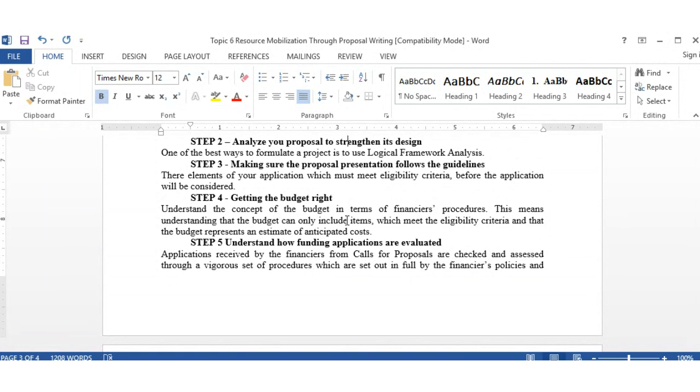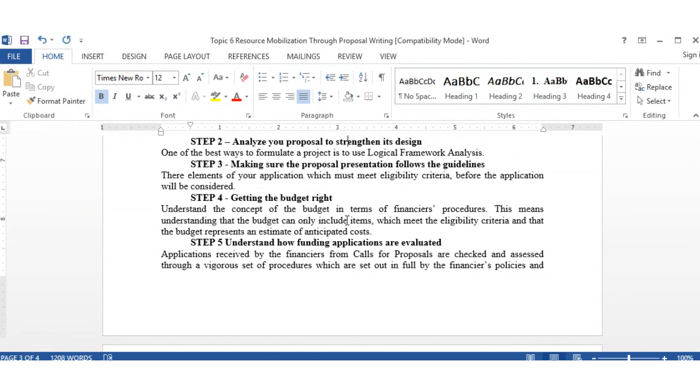Just go and find good statistics so that you strengthen it. Make sure the proposal presentation follows the guidelines. If the organization you're applying to, or the person you're applying to, has guidelines, then make sure that you follow those guidelines. Make sure that you get your budget correct. Don't calculate figures and then in the end they come to 30 million, but you cite 35. Make sure that your figures are right.